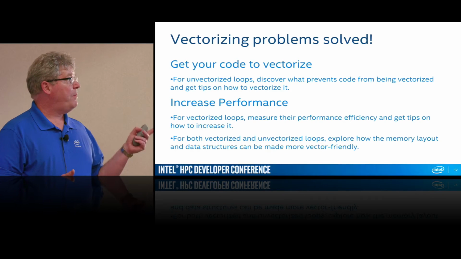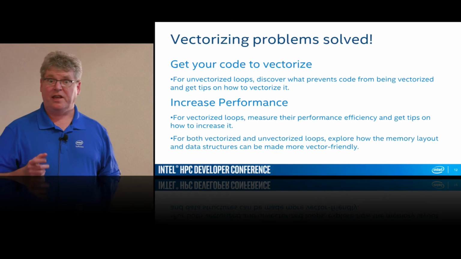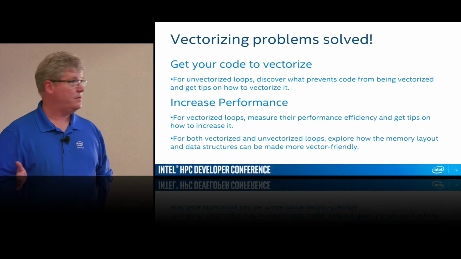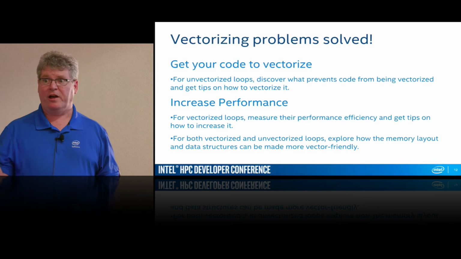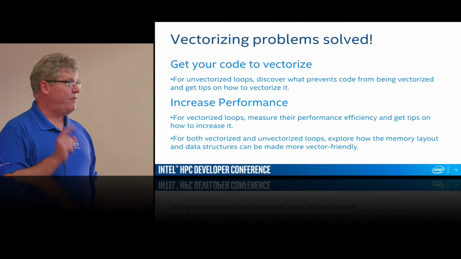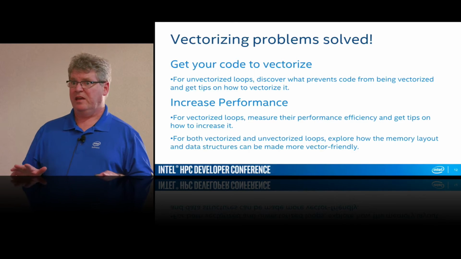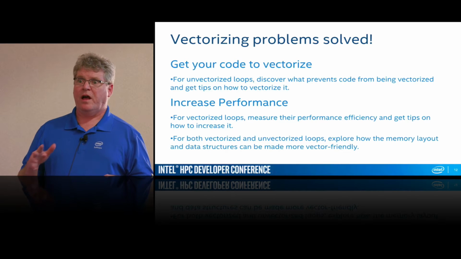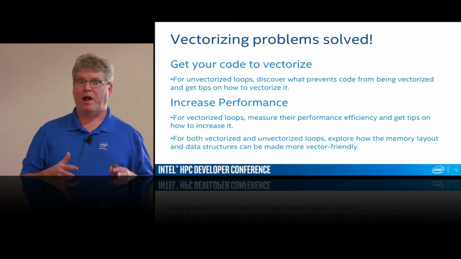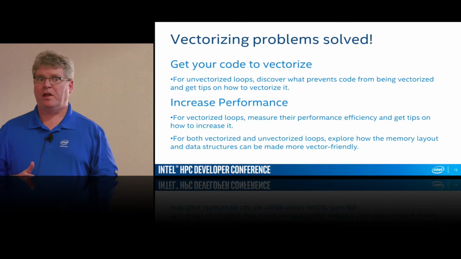So basically, going through the loops one by one and actually seeing what the vectorization efficiency of those vectorized loops is, and getting tips on increasing that. For both vectorized and unvectorized loops, memory layout is key to increasing your performance. And again, the step there would be to run a memory access pattern analysis to try to figure out how you're referencing memory.